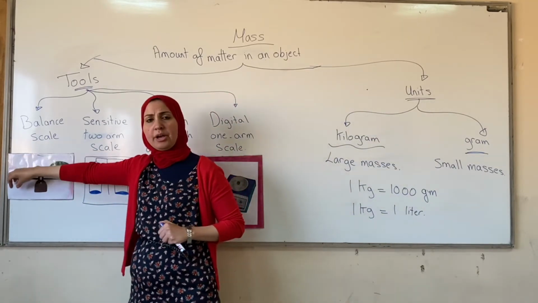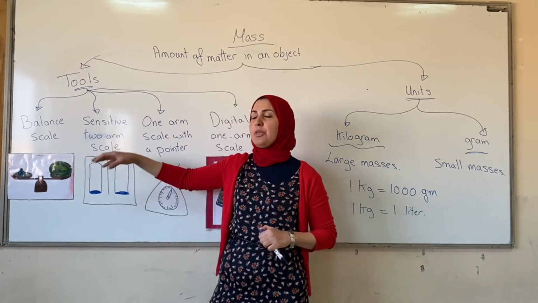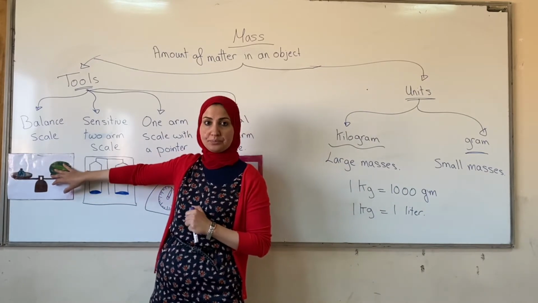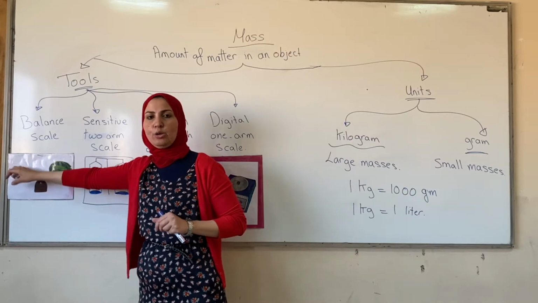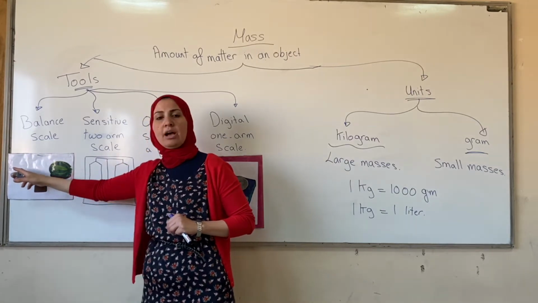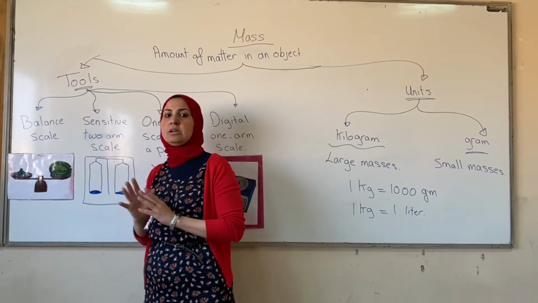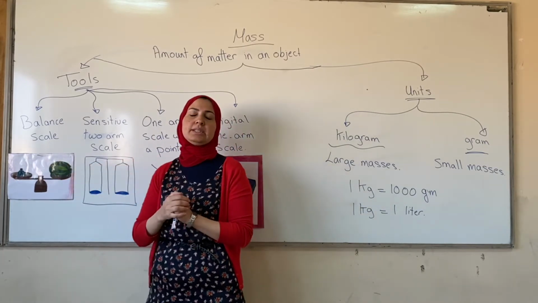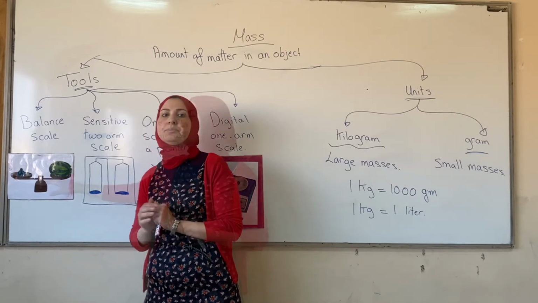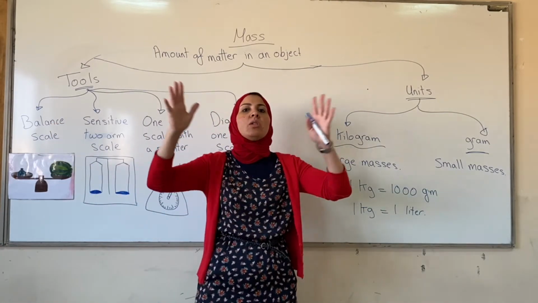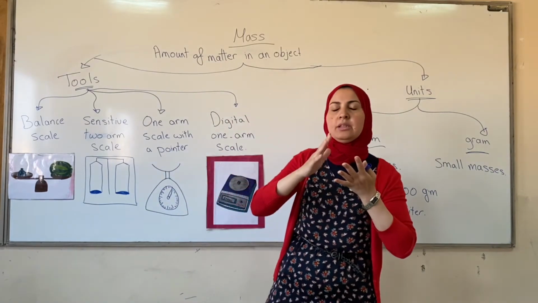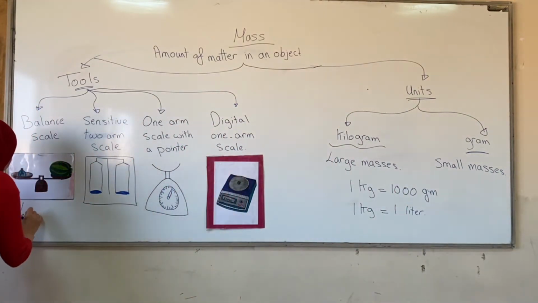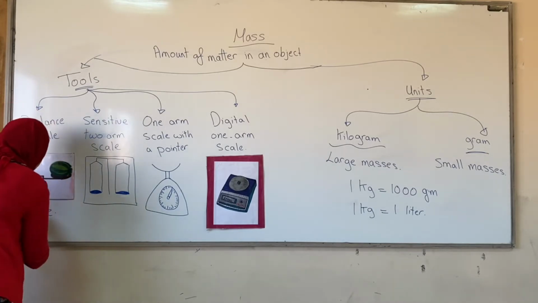I'm going to put my iron loads here, and I'm going to put the thing that I want to measure its mass on the other pan, like the watermelon. And I will start to add loads until both pans are on the same line. So here I have 3 kilograms, so the mass of this watermelon is 3 kilograms. So the balance scale is used to measure large masses like watermelon, fruits, and vegetables.